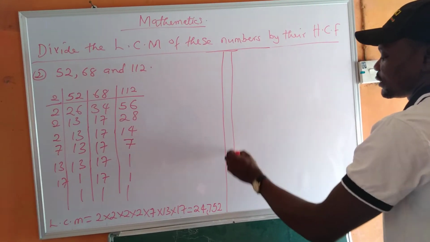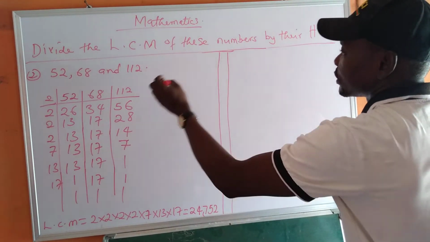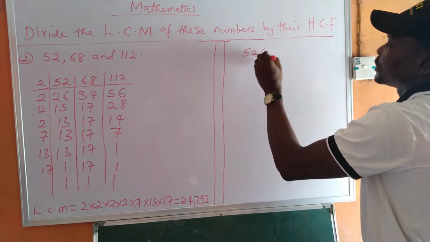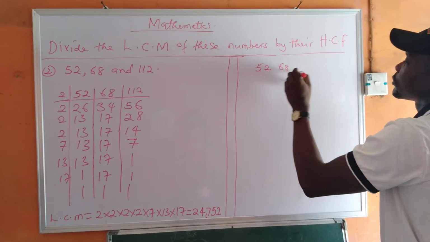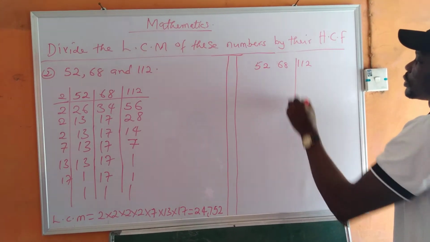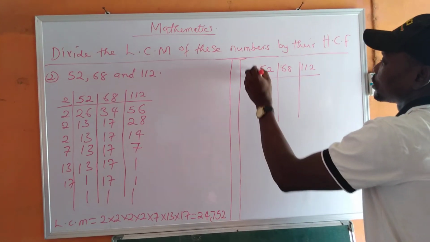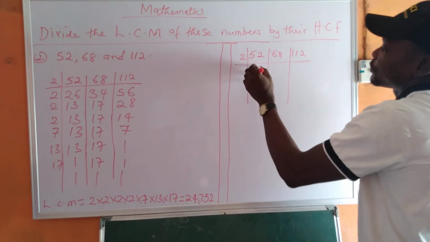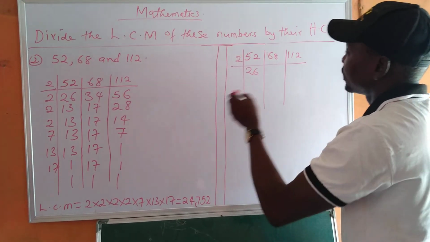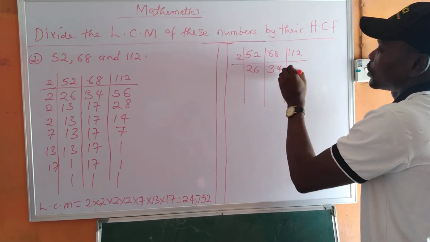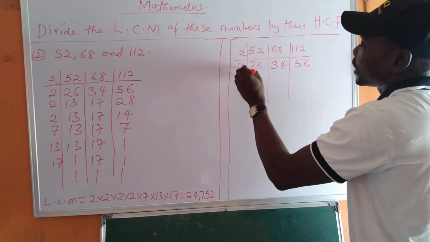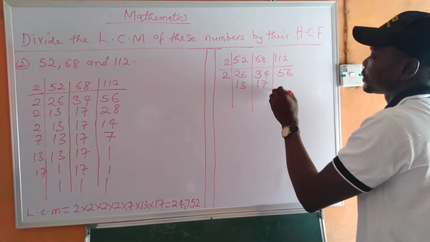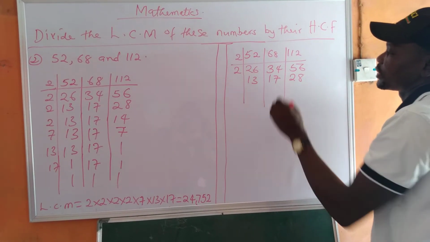So let's solve for the H.C.F now, then we divide through. H.C.F of 52, 68, and 112. We use 2. 2 in 52 we have 26, just like what we have here already. And 2 in 68 we have 34, then we have 56. 2 here again we have 13, 17, then we have 28.